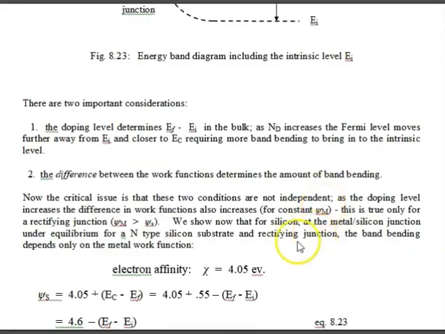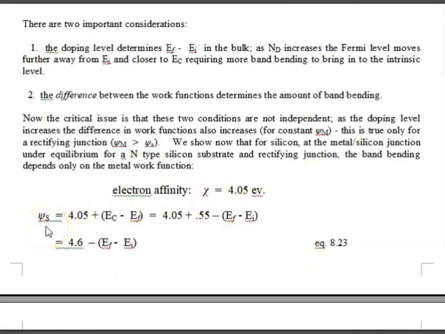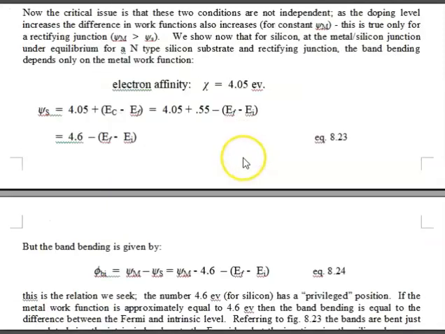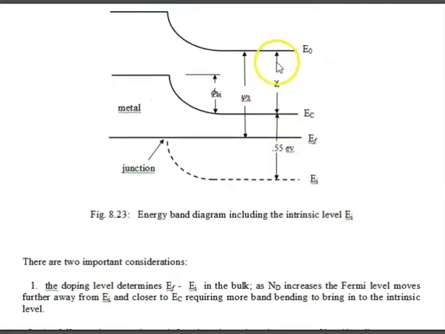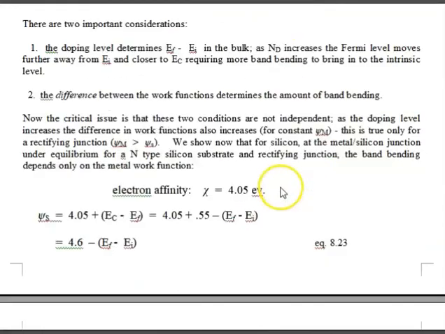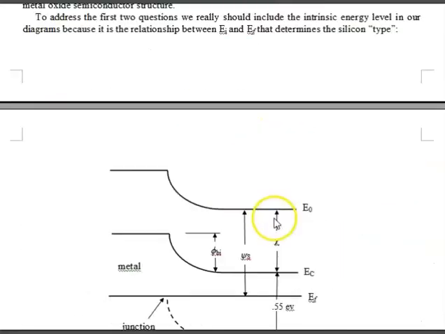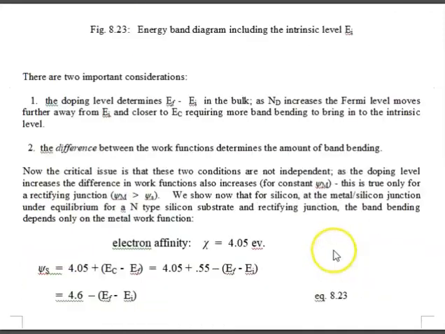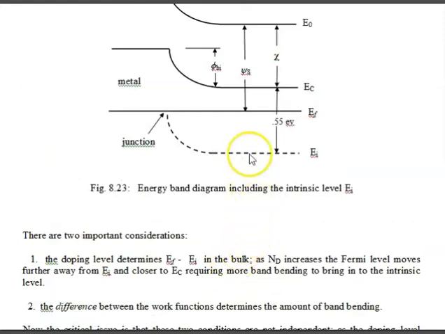This is just some algebra, not very exciting. And phi sub s, this value here, which is the work function in the silicon, is equal to 4.05, the affinity, plus E sub F minus E sub I plus half E sub g, which is this distance right here. Let's go through that again. I'm sorry.